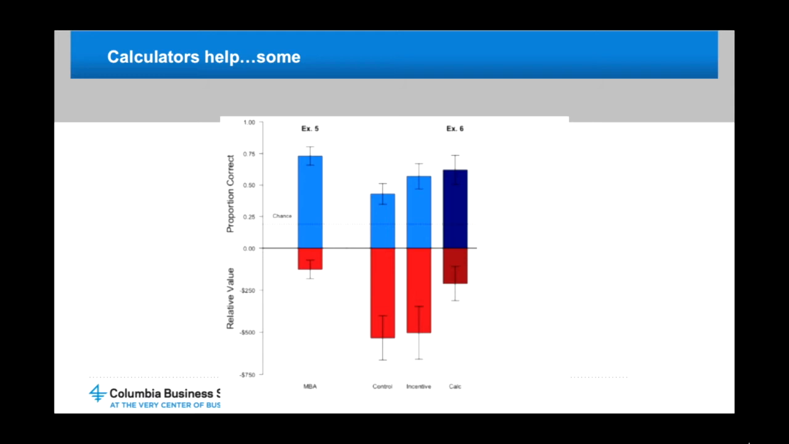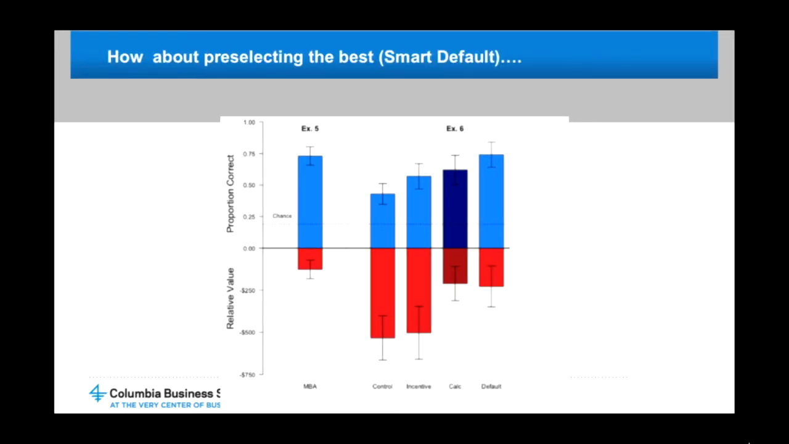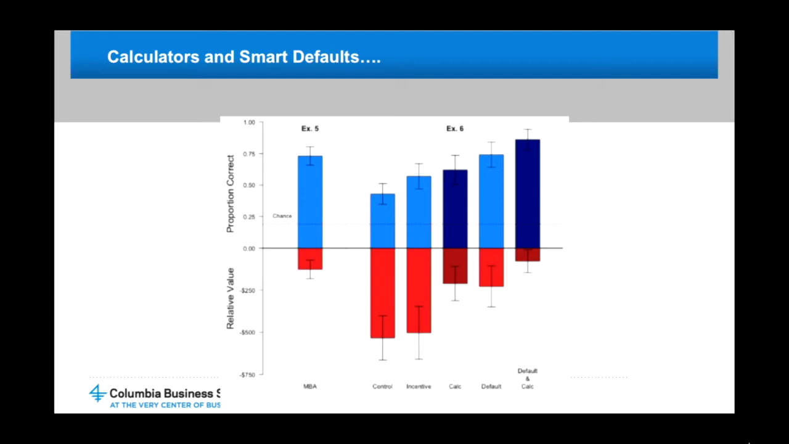We also did the old classic, what I thank you for saying nice things about this, Chris, which is we changed the default. And in fact, that actually had a big effect too, almost the same size as the calculator. But what's interesting is when you combine the calculator with the default, you get an amazing thing happening. Essentially, the errors are smaller than the Columbia MBAs, and the percentage correct, they're doing at least as well. We basically, with the right choice architecture, turned ordinary people from the bottom third of the socioeconomic status in the US into people who could choose insurance as well as Columbia MBAs.